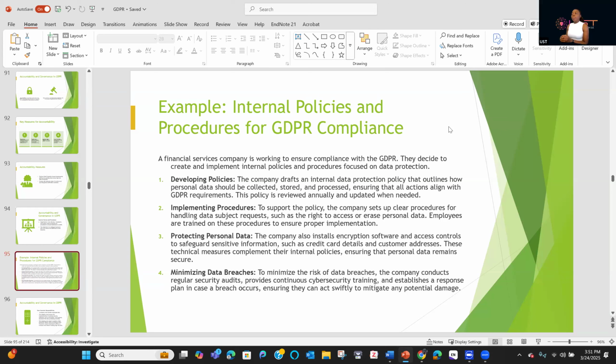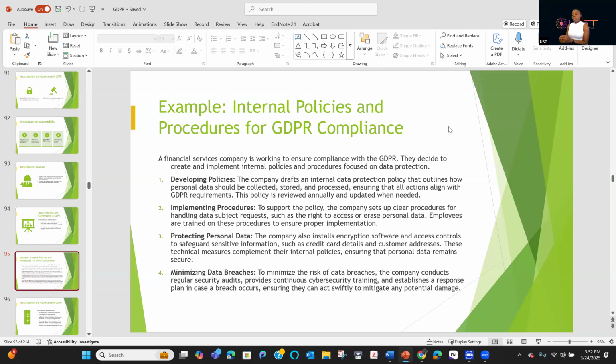They said that a financial services company is working to ensure compliance with GDPR. They decide to create and implement internal policy and procedure focused on data protection. First, you've got to develop your policies. The company drafts an internal data protection policy that outlines how personal data should be collected, stored, and processed, ensuring that all actions align with GDPR requirements. This policy is reviewed annually and updated when needed.